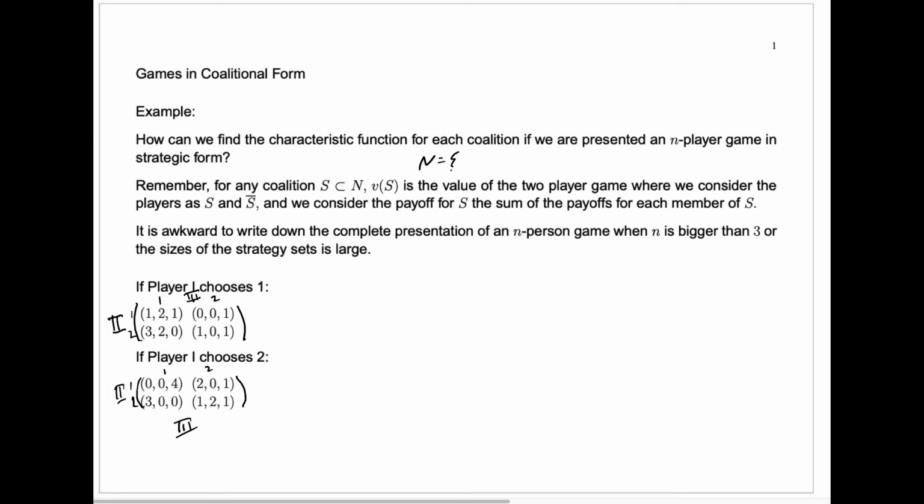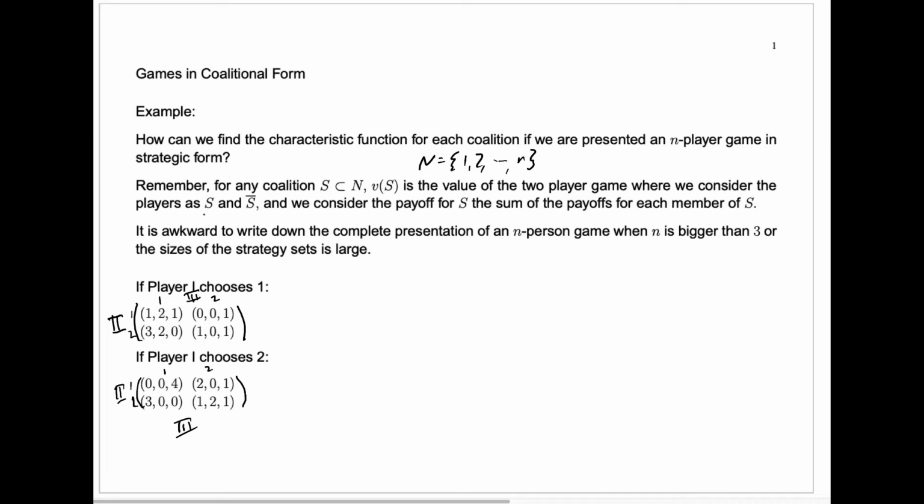N is just this set of players, 1, 2, up to N. So S is a subset. V of S, which we'll think of as the value of that coalition S, we've already said, is the amount that that coalition S can guarantee itself. So we think of having a two-player game, S as one player and the complement S bar here as the other player, and we ask what is the value of that game to the coalition S.